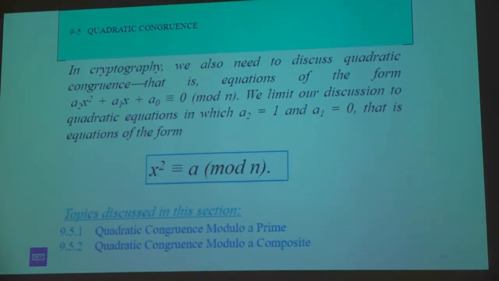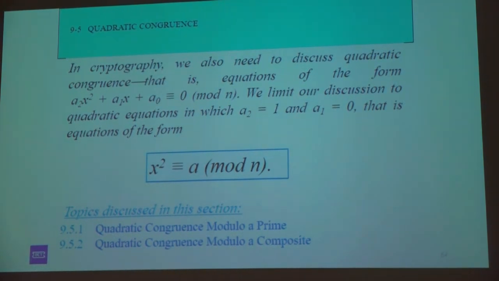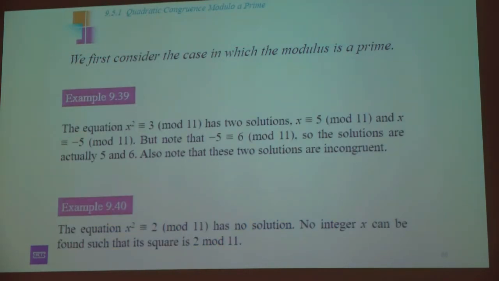Quadratic congruence modulo prime and quadratic congruence modulo composite. Alright. So we first consider the case in which the modulus is a prime. Anything with a prime is supposed to be easier, right? Okay, so take a look in here.